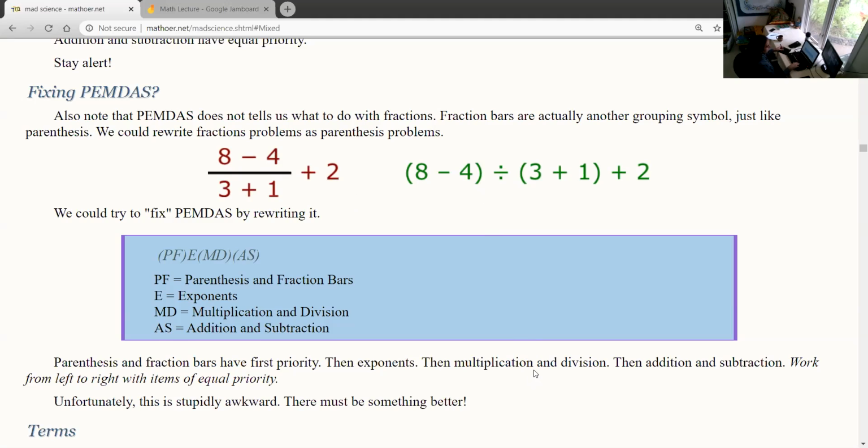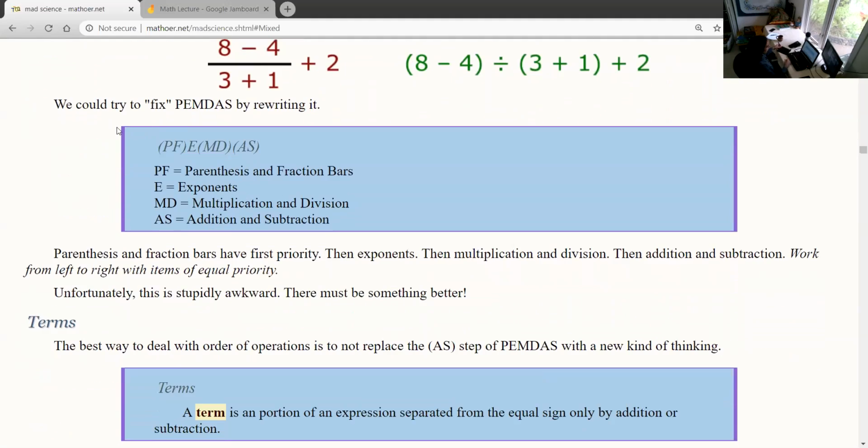So if we really wanted PEMDAS to be fixed, it would look something like this box. With the P and F is one step, exponents is another step, multiplication and division is another step, and lastly, addition and subtraction is another step. And when things are within the same step, you go left to right. But that's incredibly awkward. No one ever writes PEMDAS this way on their scrap paper. We might mentally organize it this way in our head, but this is just kind of bulky. So there's a better way to deal with this kind of thing.